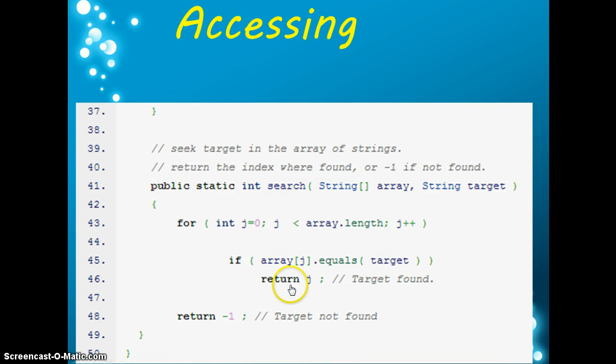If my array equals my target, I'm going to return j, which would signify success. Return ends the whole method. If this if was never triggered, I'm going to return -1. That's going to signify that it was not successful.